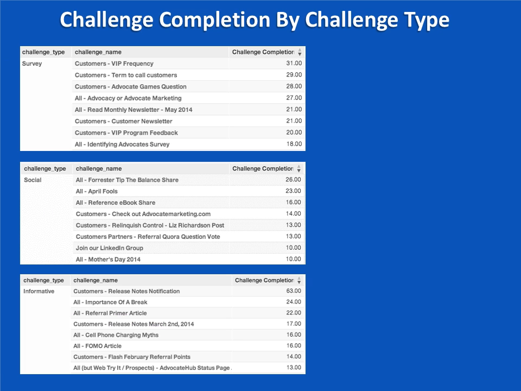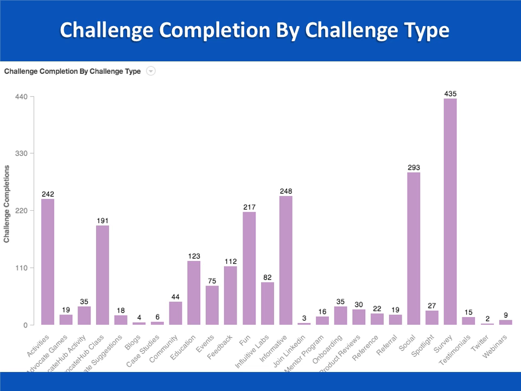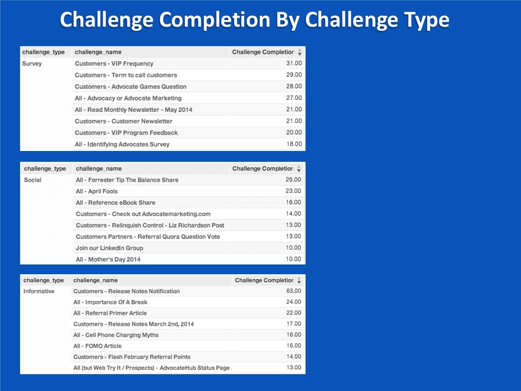So in VIP, actually, I'll go back here. When you click on any of these challenge types on this bar, you can drill down. If you click on any of these, you will be presented with a list that looks something like this. To get these lists, I clicked on the bar for survey type, social type, and informative type. Here we can see a list of the challenges, and I sorted these challenges by challenge completion. And remember, maybe I didn't mention this, but we are looking at challenge completions in the last 6 months.